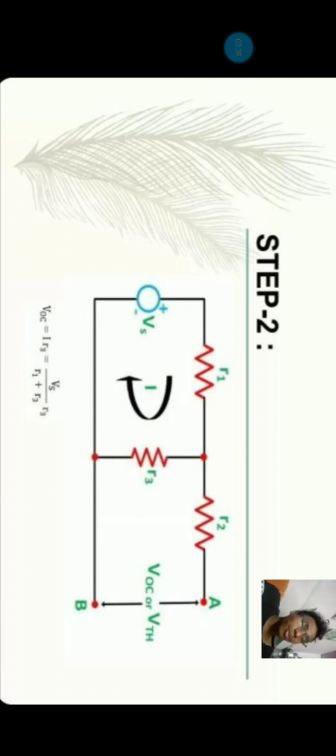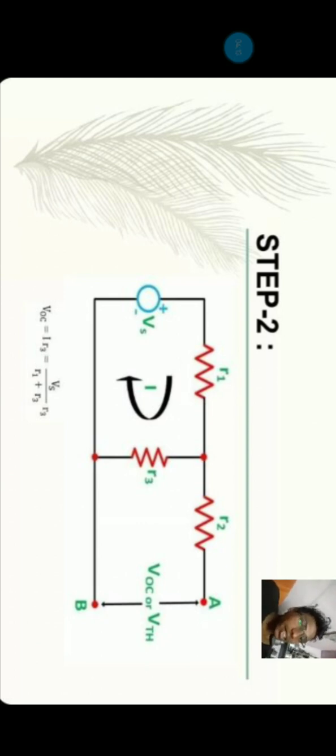Okay, step 2, we are applying this. OC represents the open circuit voltage, Thevenin's voltage. Here A, B are the two terminals, open circuited. In an open circuit the current will not pass. That's why we are leaving out the R2 resistor. In the first loop direction we apply mesh analysis, where V open circuit equals I into R, V equals IR according to Ohm's law.